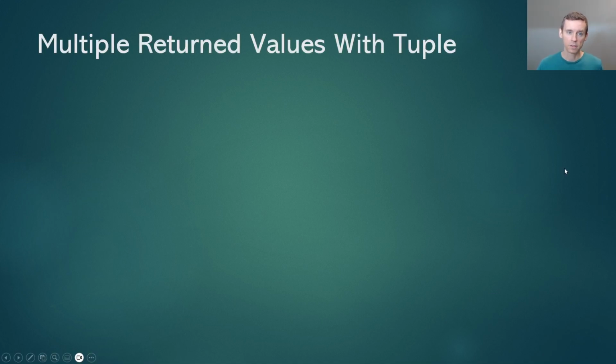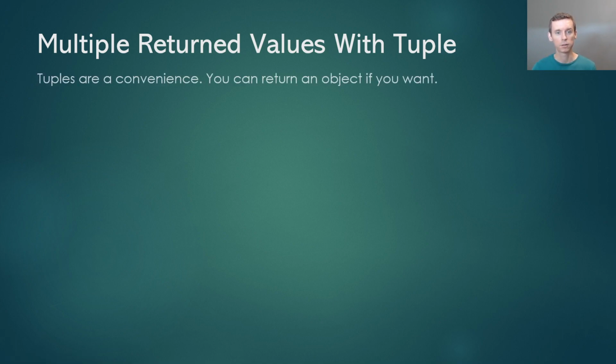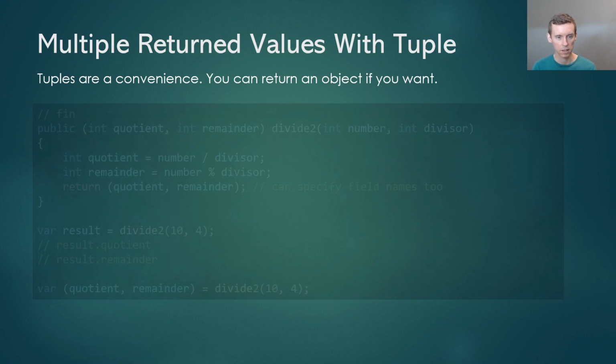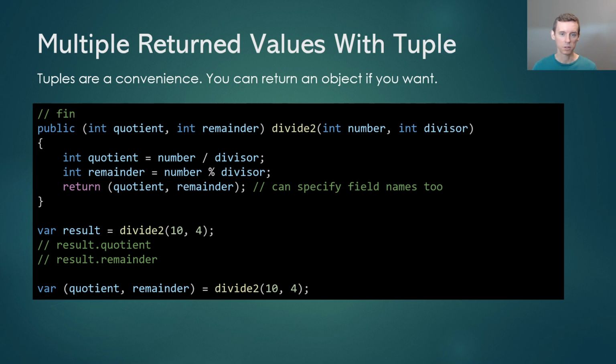The other thing that we have is support for tuples, which allow an easy way of returning multiple things at once. And they're really just a convenience. You could also create your own class to do the same thing. So this syntax here is a public function that returns a tuple, which is basically a convenient way of declaring a structure that has a quotient field and a remainder field. And then the rest of this is the same.